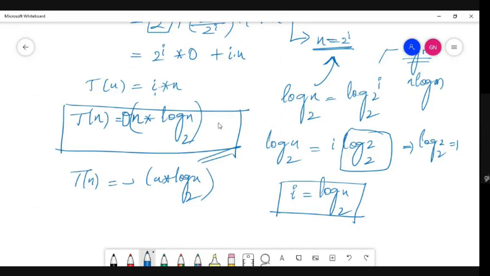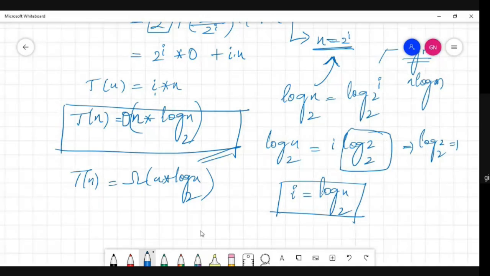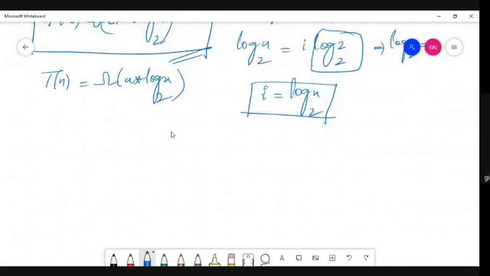Why is it so? Because even your merge sort takes the same time, since both take the same design technique. But the only drawback of quick sort is that in the worst case, it takes n square. Other than that, the rest is all the same, right? But still, the working is different, right?